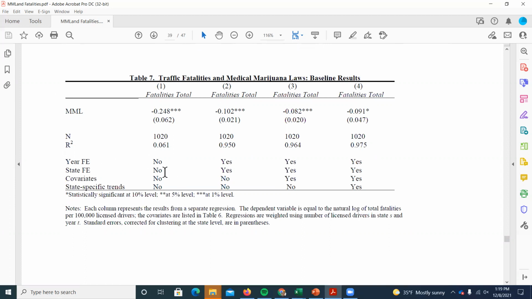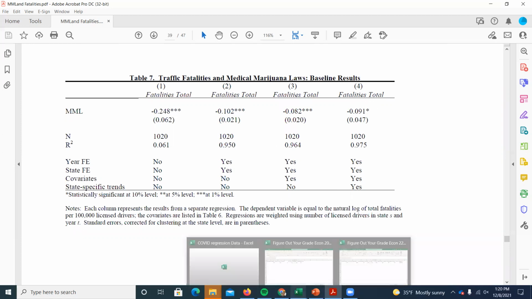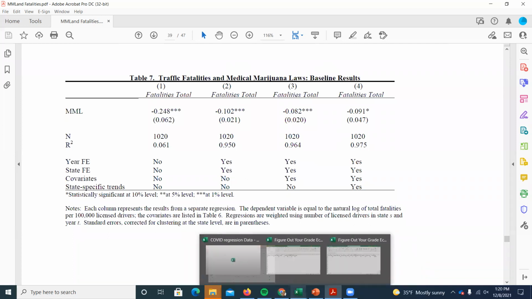When they didn't include any other controls, they found a pretty strong negative effect. Having medical marijuana legalized decreased the number of fatalities per 100,000 people by 0.248. Now, as they added in year and state fixed effects and the other control variables and these state-specific time trends, it did go down, but it's still significant at the 90% level, and it's still negative, right? So here the idea is it's negative 0.91.